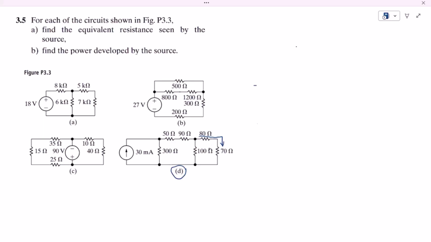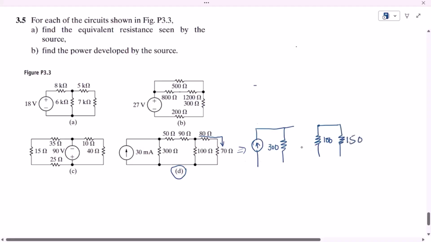If the same current has been flowing through them, according to the condition, these two resistors are in series. So the resistances of both of these resistors will be added together. I can solve it like this: this is a source, this is a 300 ohm resistor, and the two resistors here, 50 and 90, I will come back to later. This is the 100 ohm resistor, and the two resistors 80 and 70 will be added together. So 80 plus 70 is 150.